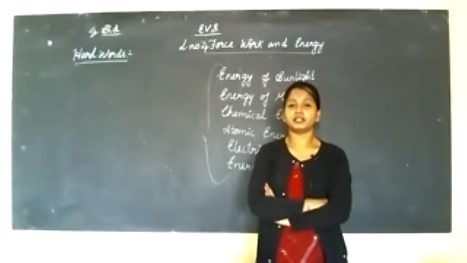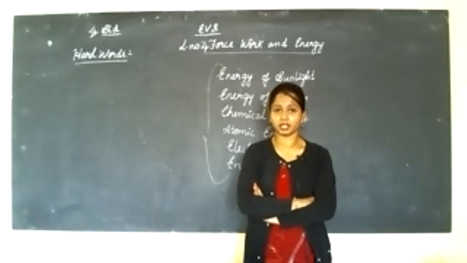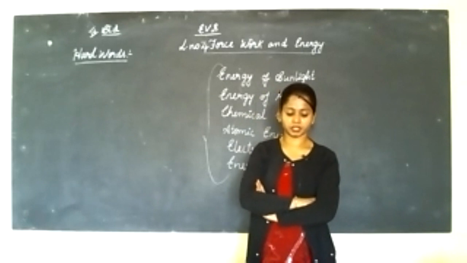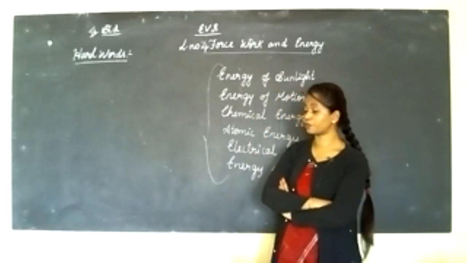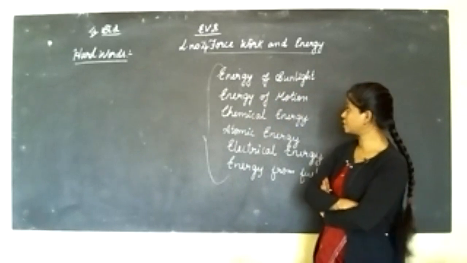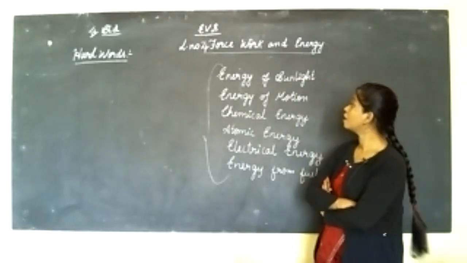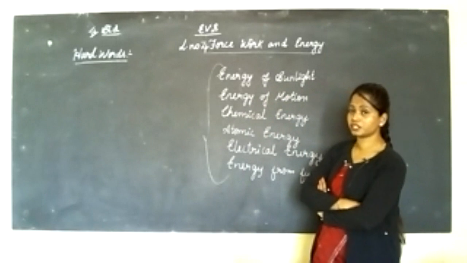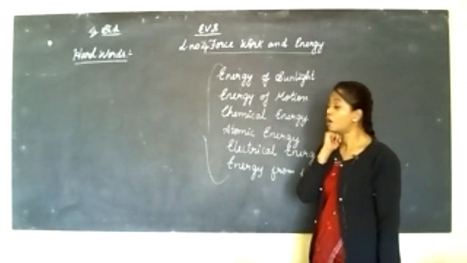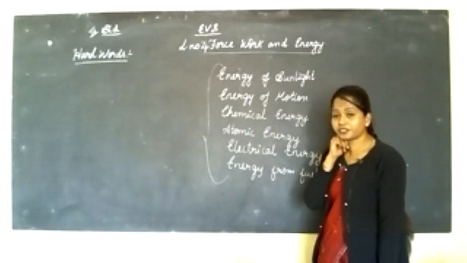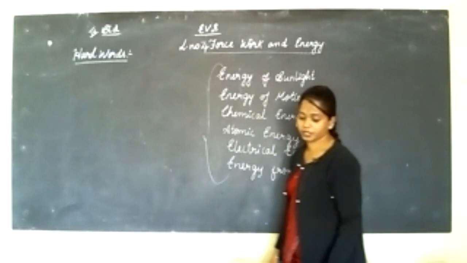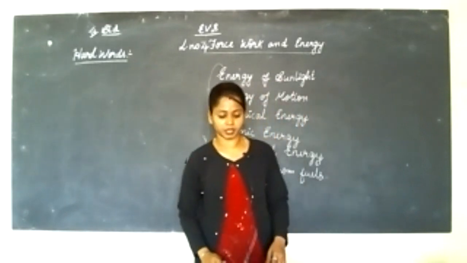So now, till here we have learned about energy. The first class was force, work, and energy. In this energy, there are different types: energy of sunlight, the solar energy; energy of motion, like hydroelectricity or wind energy; chemical energy, atomic energy, electrical energy, and the energy from fuels.